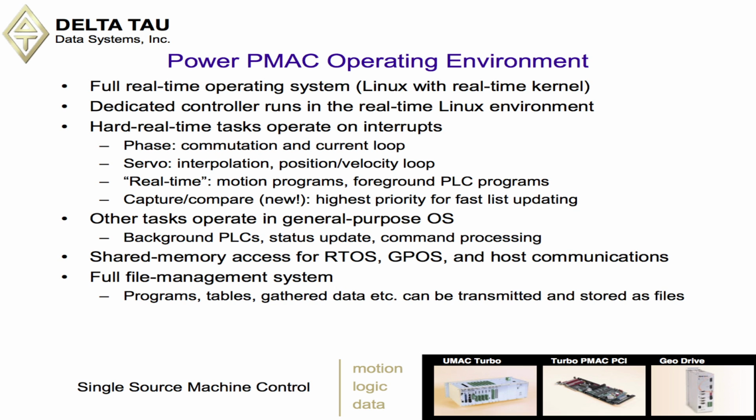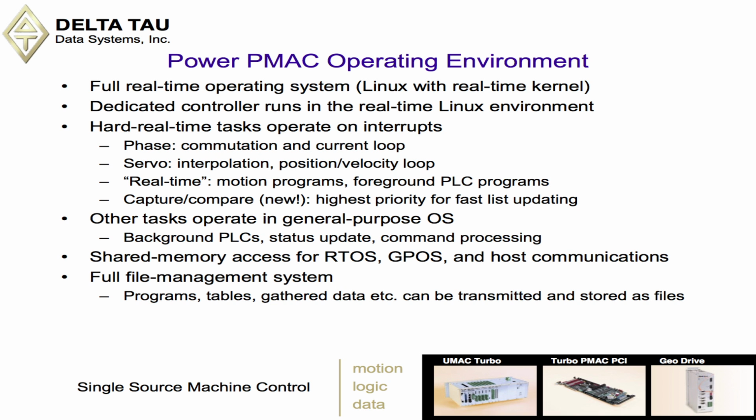We do even have capture compare with the newest ASIC, a hardware position capture event or a hardware position compare event can interrupt the processor at the highest priority, really for updating to or from a list. It's higher priority than servo and phase, so you have to be very careful with it. But it has proved very valuable for a certain class of information where these happen at a high frequency.